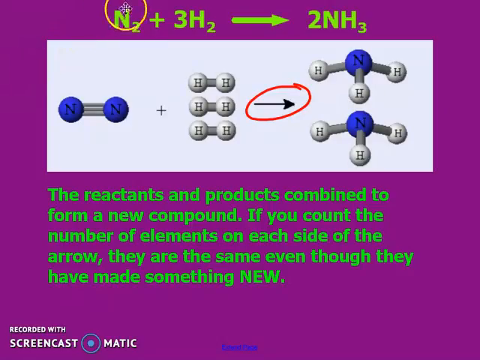Another example, if you have N2, you can see we have these two that are bonded together, and then 3 molecules of H2, 1, 2, 3. And then they are turning into 2NH3. So you can see if you count, you still have 2 parts nitrogen as a reactant and 2 parts nitrogen as a product, and you still have 6 parts hydrogen as a reactant and 6 parts hydrogen as a product, but they've rearranged themselves into a different format to create that compound. So if you counted them, they're going to be the same even though you started creating something new.